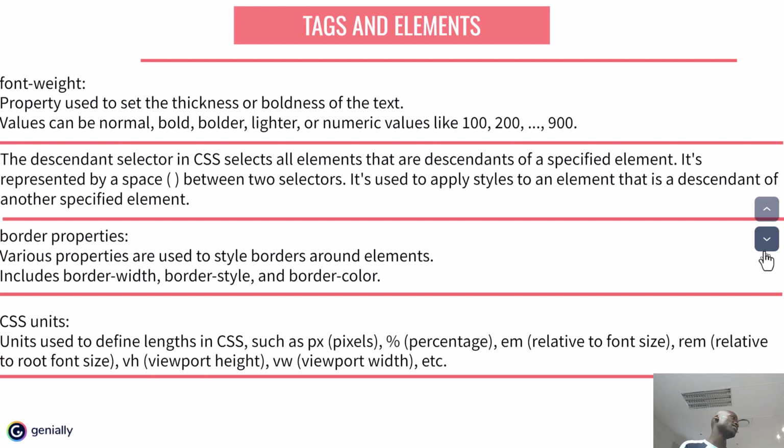Yes, sir. So CSS units are used to define lengths in CSS, such as pixels, percentage, and em, which is relative to the font size. The way it is calculated, it is relative to the font size. Let's say 1em is equal to 16 pixels. If you're using 2em, multiply 16 by 2, which is 32 pixels. So you just need to focus on understanding the fixed units and the relative units, right? That's where the trick is.